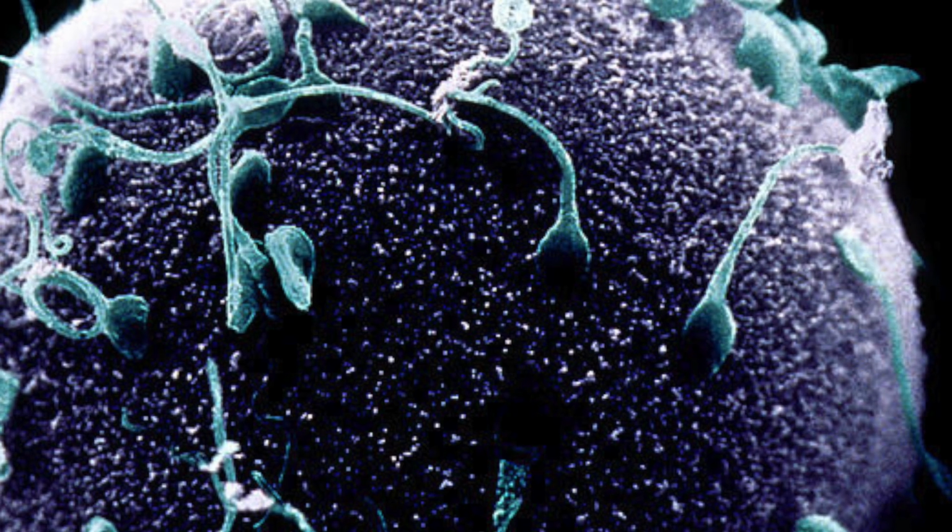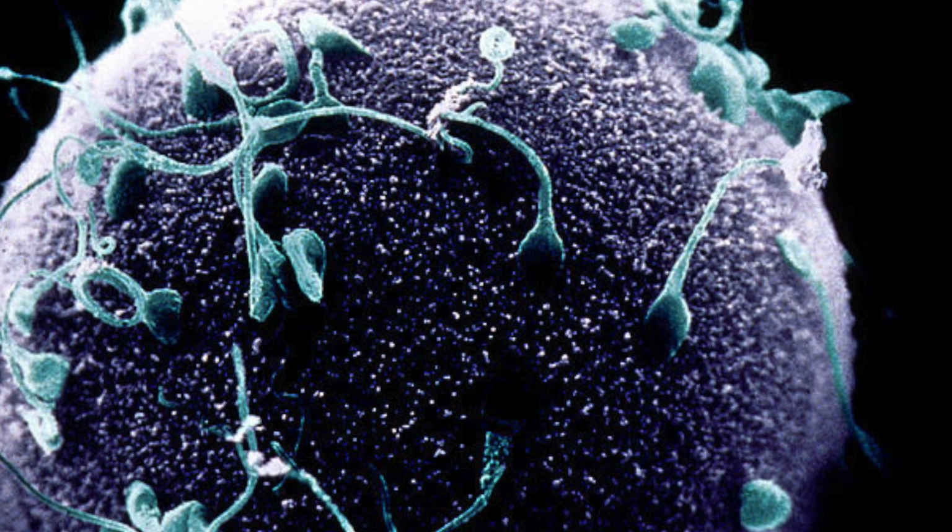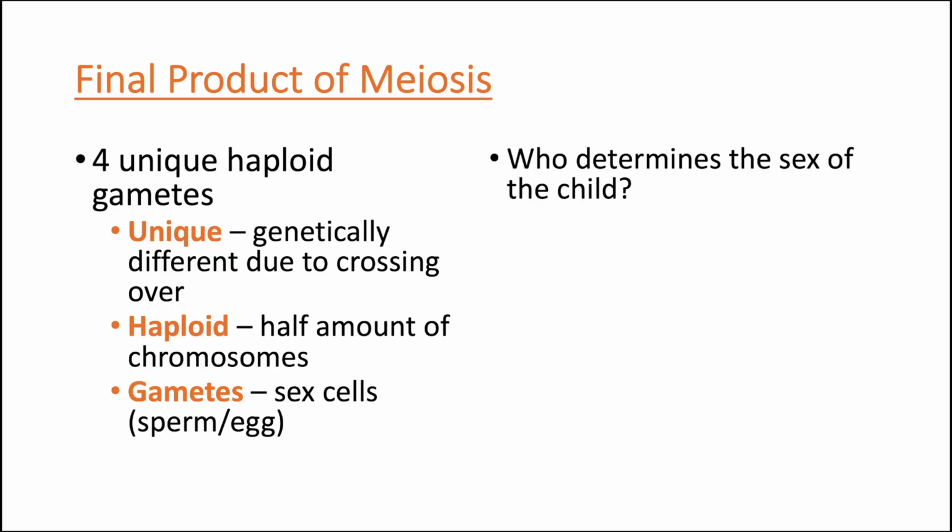Now, remember, a gamete is what a sex cell is. That is a sperm and that is an egg. Males have sperm, females have eggs. But my question to you all today is, who determines the sex of the child? Is it the father or is it the mom? And just to answer that question, the father is going to be the one who determines the sex of the child.